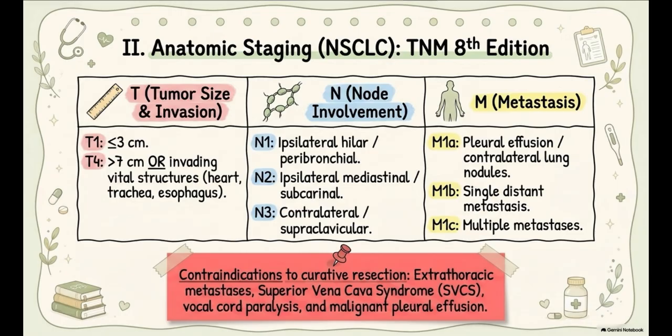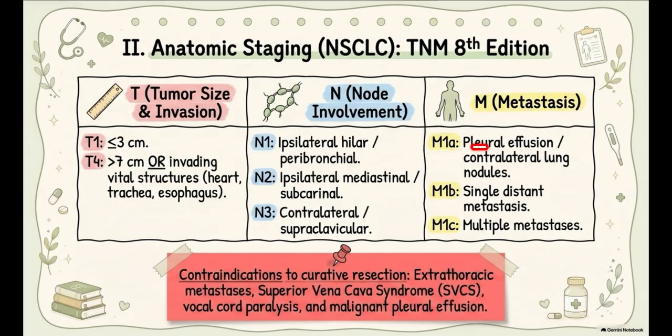Let us break down those exact TNM criteria. A T1 tumor is less than or equal to 3 centimeters. A T4 tumor is greater than 7 centimeters, or it invades vital structures like the heart, trachea, or esophagus. For nodes, N1 means ipsilateral hilar or peribronchial nodes. N2 means ipsilateral mediastinal or subcarinal nodes. N3 indicates contralateral or supraclavicular nodes.